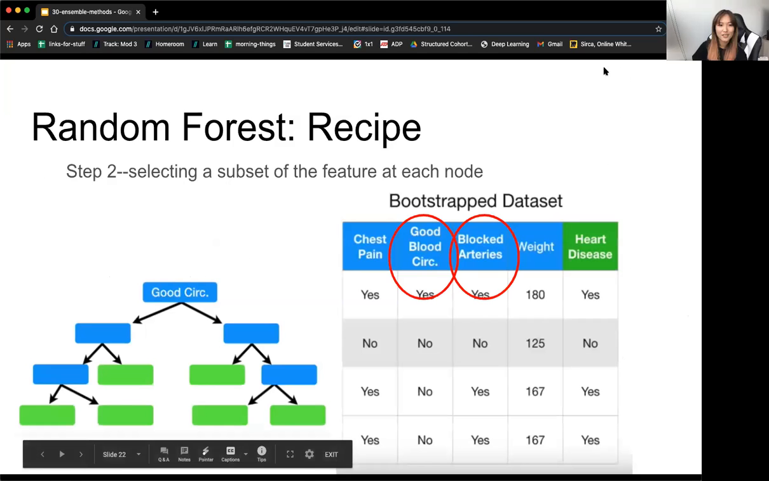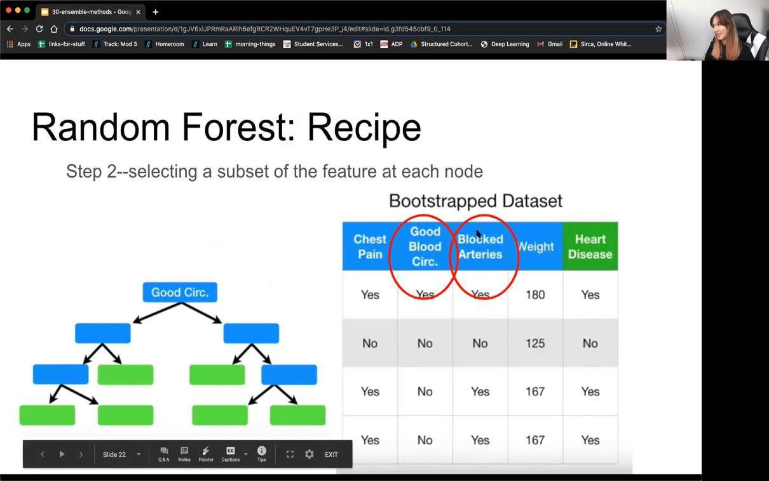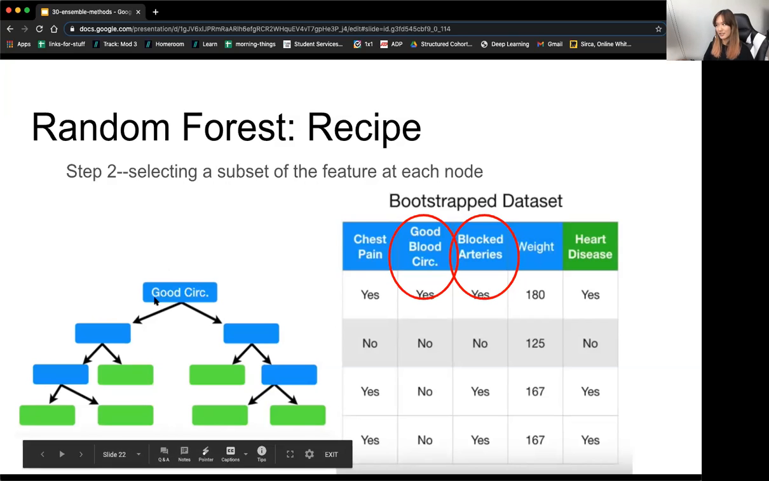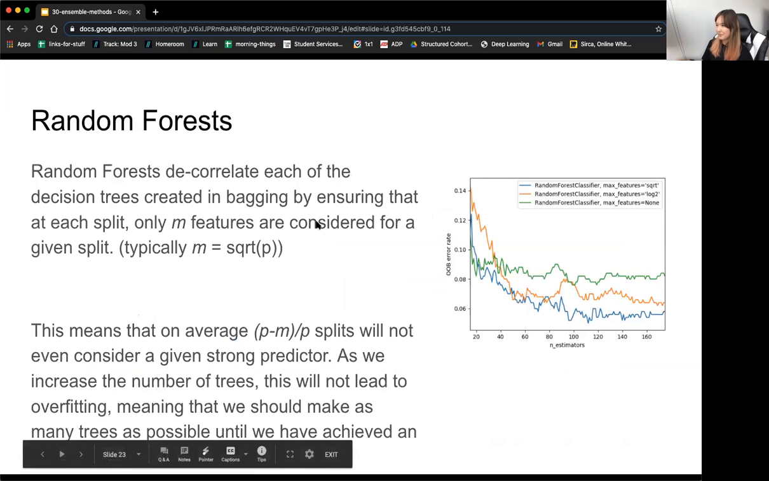Cool. So here you can see this is the same bootstrap data set that we had from before. I believe this is 2, 1, 4, and 4. So same idea of bootstrapping as before, but now we're only going to consider, let's say, 2 out of these 4 variables to create our splits. And that's the main difference between random forest and bagged trees.